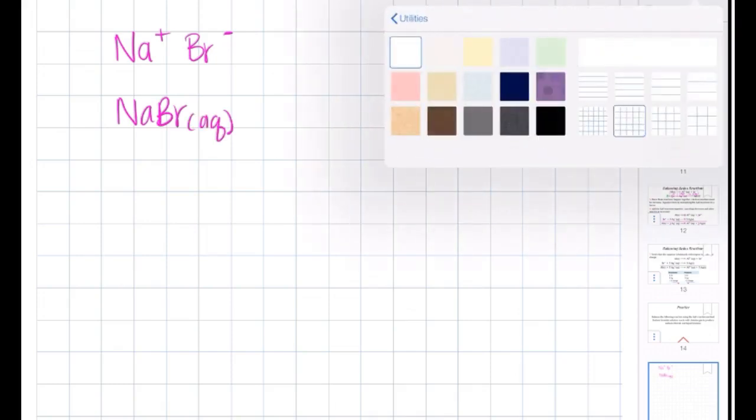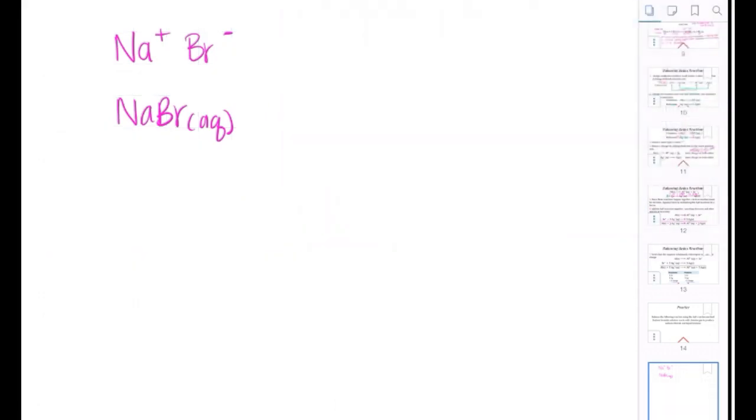Okay, so we started with sodium bromide. Sodium has a charge of +1, bromine has a charge of -1, and so I get sodium bromide aqueous. I'm not going to balance this today. Let me change the paper. Okay. Sodium bromide aqueous reacts with chlorine gas.